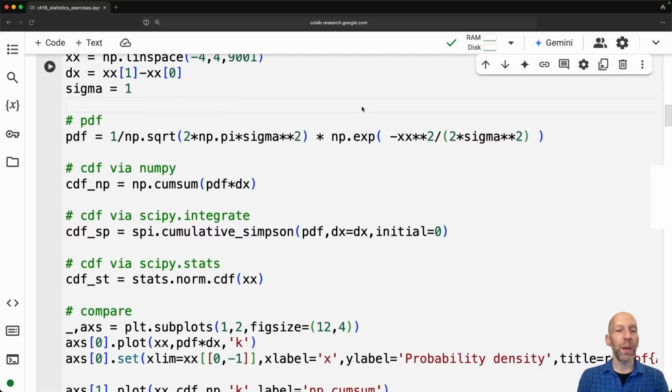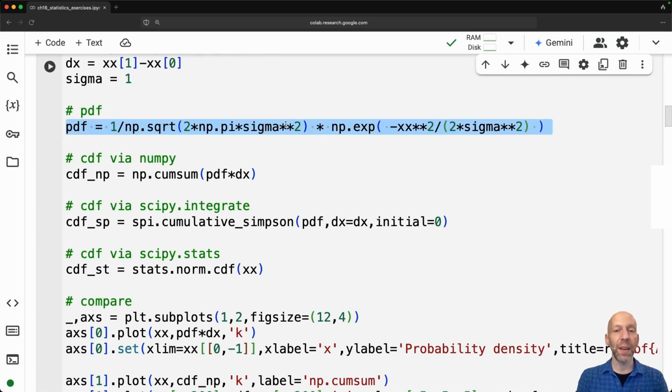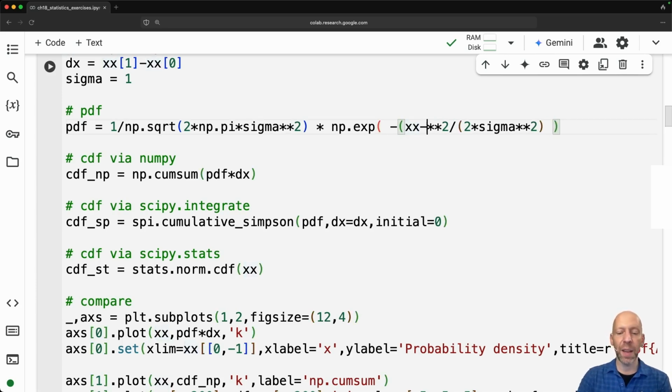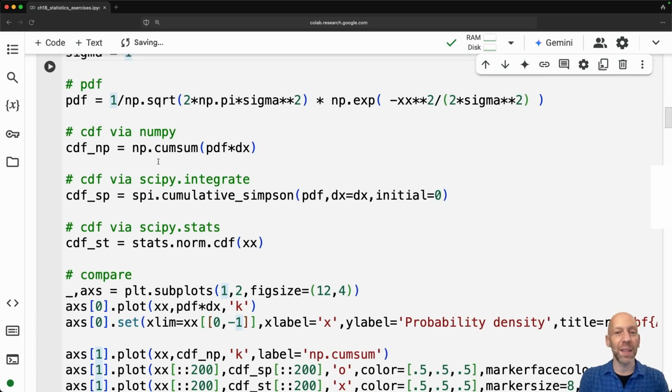So here is where I create the PDF in NumPy, just literally by translating that formula that I just showed into code. By the way, here would be the place where we could define a shift on the x-axis if we had some variable called mu. But I exclude that here. I do have sigma in here, but that's just set to 1. Okay, so here's the 3 methods for creating the CDF as the cumulative sum in NumPy of the PDF.